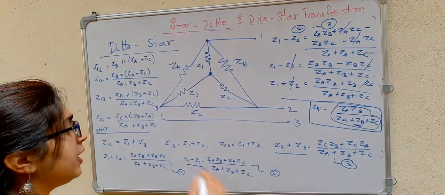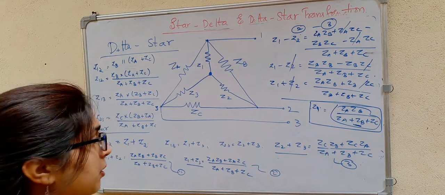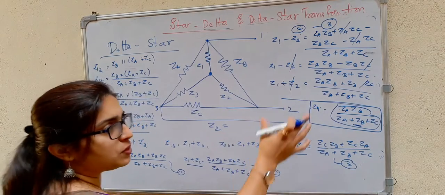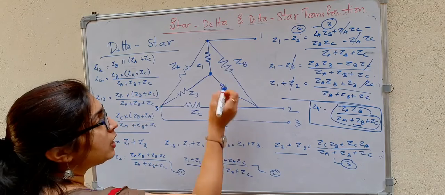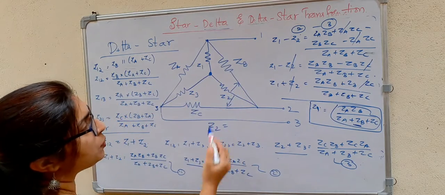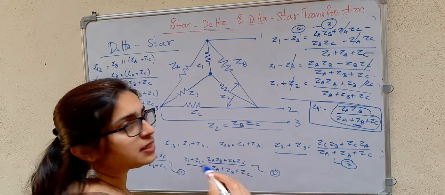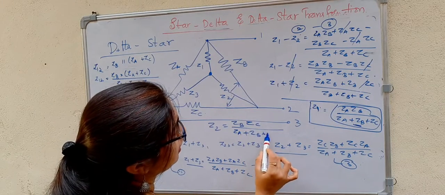So simplifying, next we can find out Z2 and Z3 in this similar manner. Use the same method and find out Z2 and Z3. So Z2 will be, see the opposite one. What is the opposite one? That is ZBZC divided by the sum of all the impedances, so ZA plus ZB plus ZC.